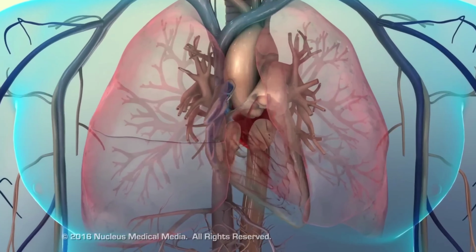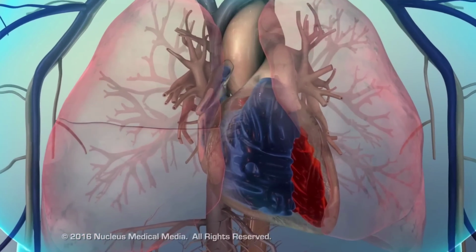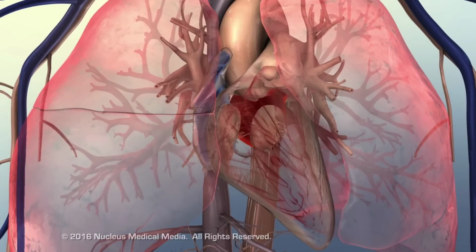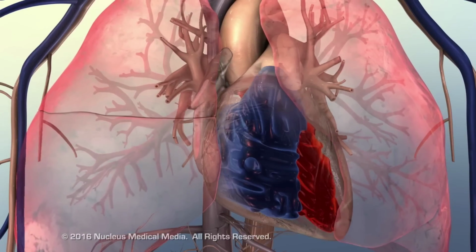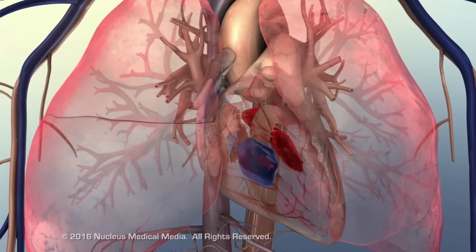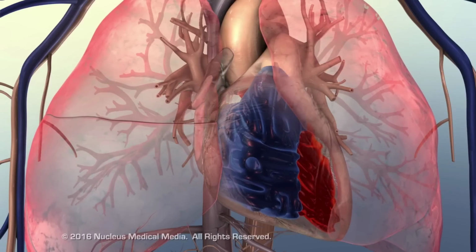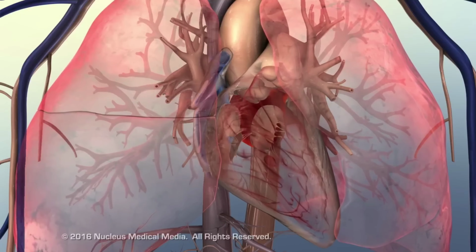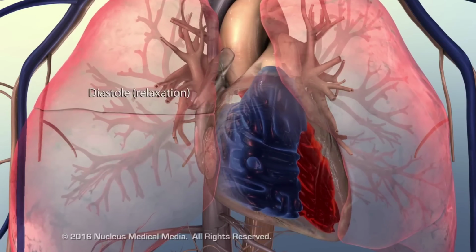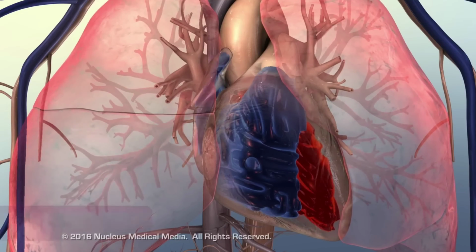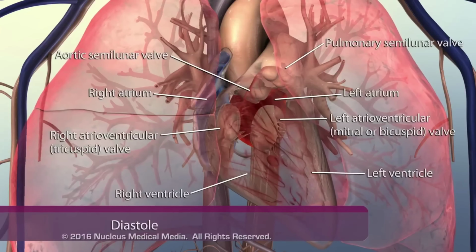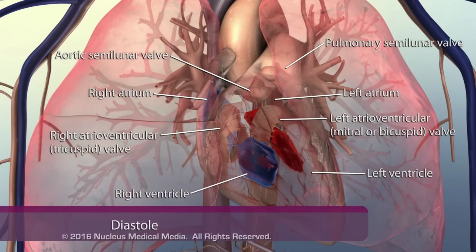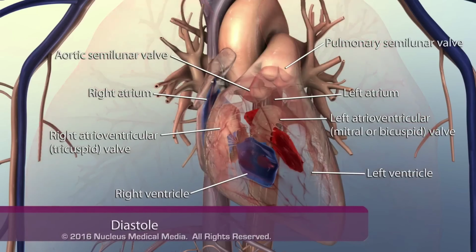The cardiac cycle is the sequence of contraction and relaxation of the heart chambers during a single heartbeat. The contraction of the heart chambers is called systole, and relaxation of the heart chambers is called diastole. The cycle begins with both the atria and ventricles in diastole.